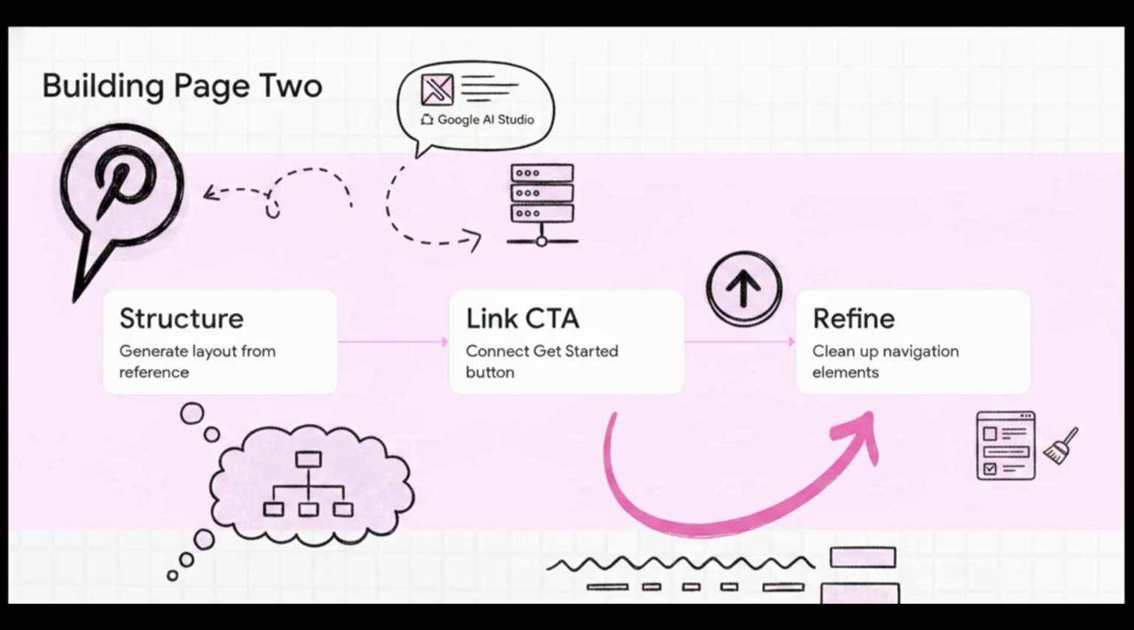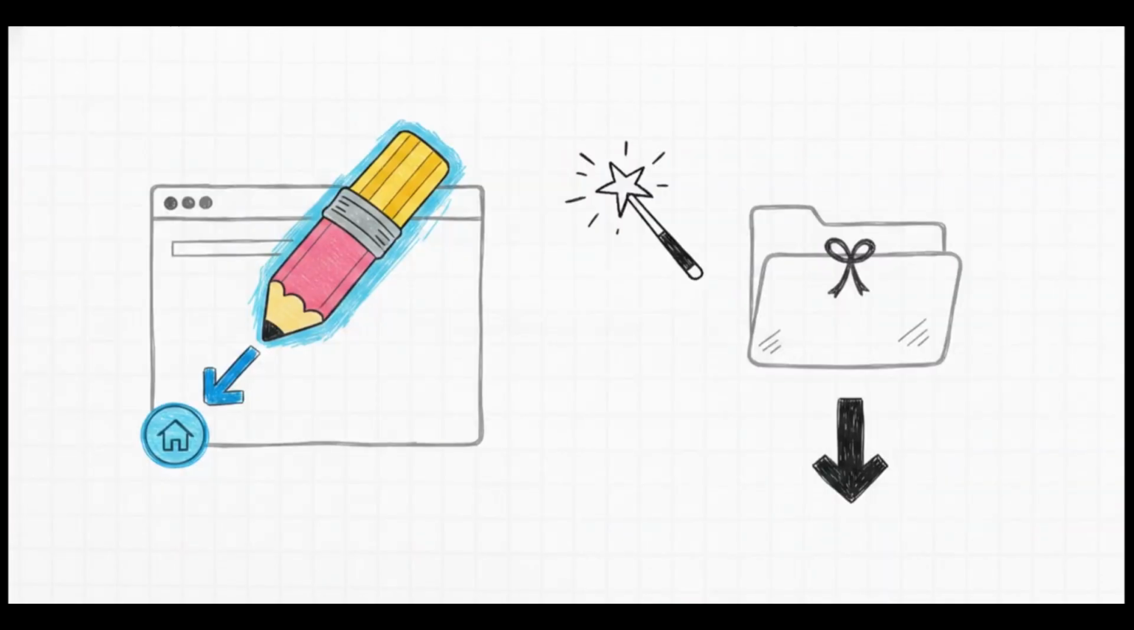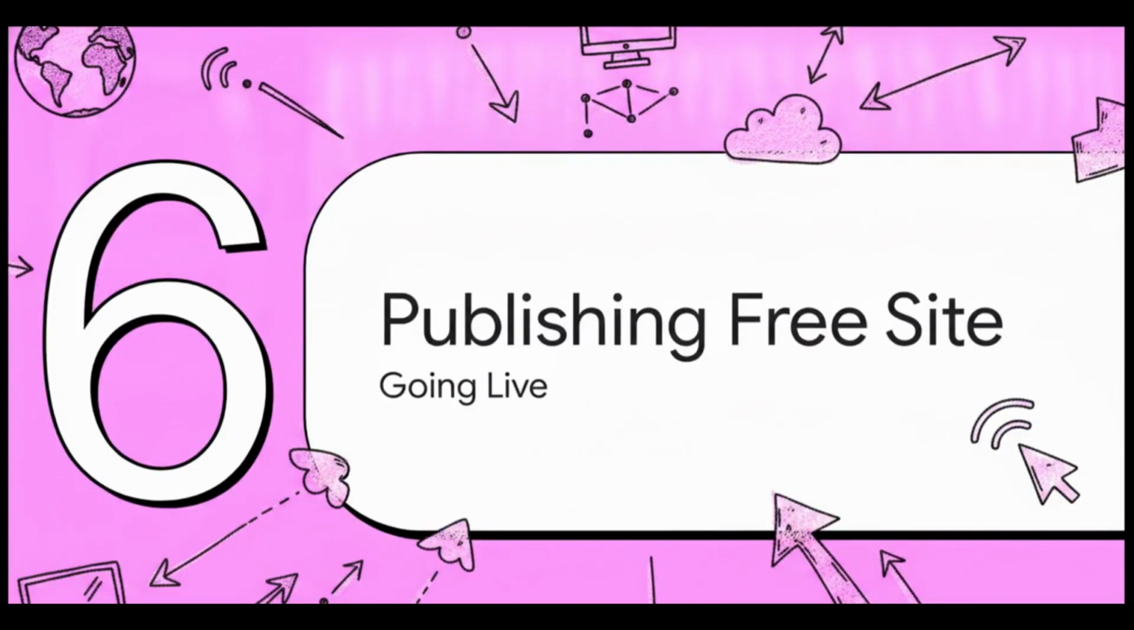Right before we wrap up, we've got to make sure the UX actually makes sense. So we tell Google AI Studio to strip out any redundant top navigation bars on that second page and toss in a simple Back to Home button. Once that logical navigation flow is locked in, we just download the whole project as one neat little zip file. We've got the code on our machine.